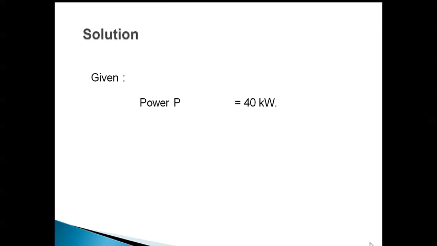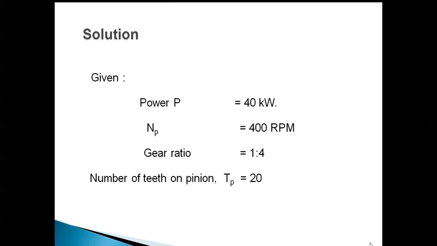So here power is given, that is P equal to 40 kilowatt. Speed of the pinion is 400 rpm. Gear ratio is 1 is to 4. Number of teeth on pinion is TP equal to 20. Number of teeth on gear is TG equal to 4 into 20, four times the number of teeth on pinion, that is 80.